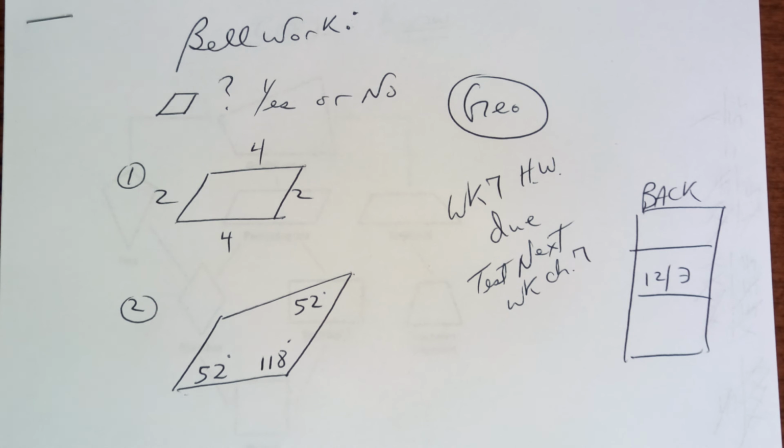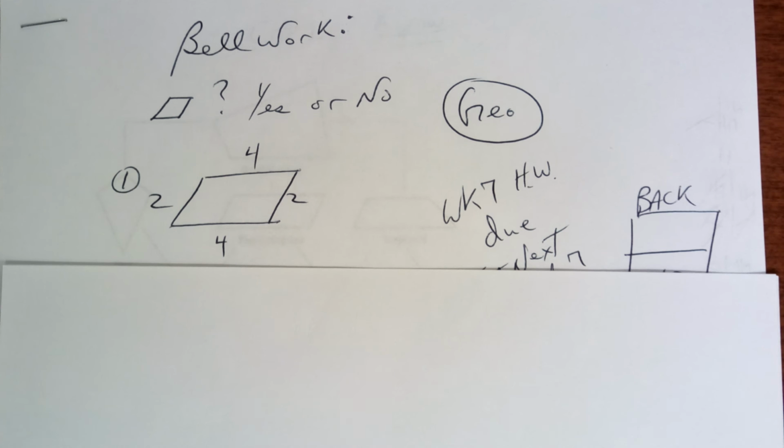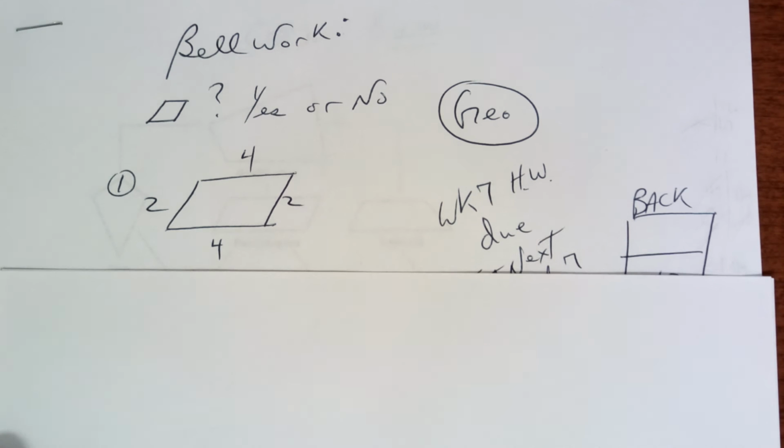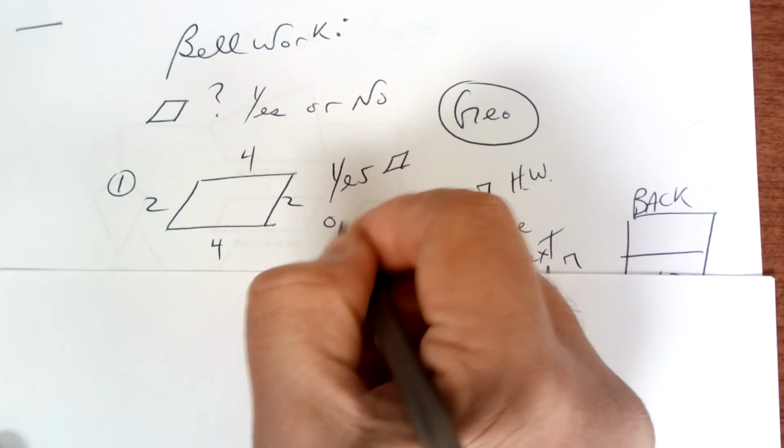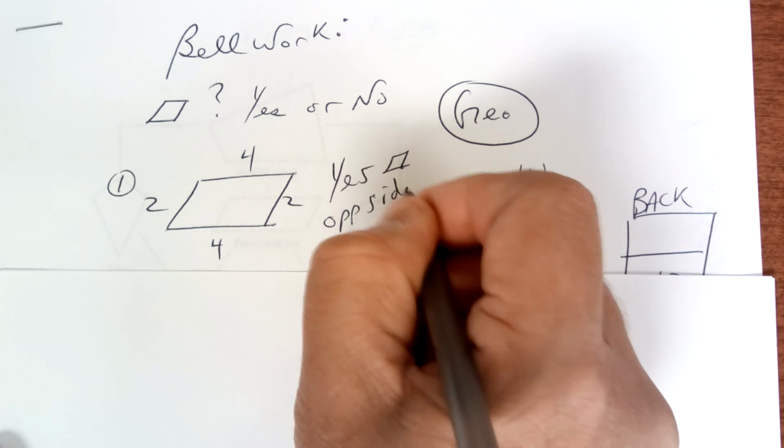So look up here. These are special. Let's take a look at these. These are quadrilaterals. Are they parallelograms? Well, this one, opposite sides are equal, so that would be yes. Parallelogram. Opposite sides are congruent.